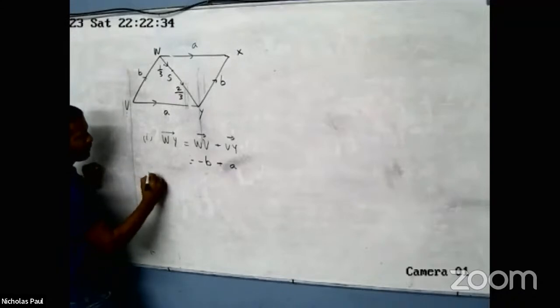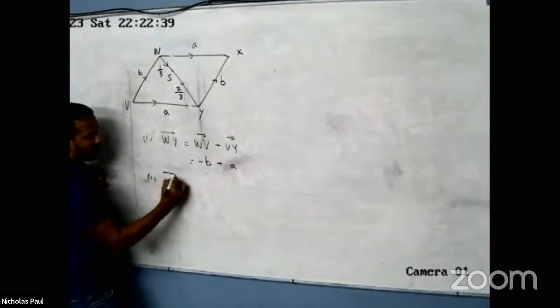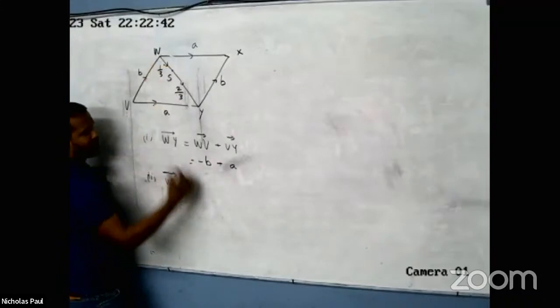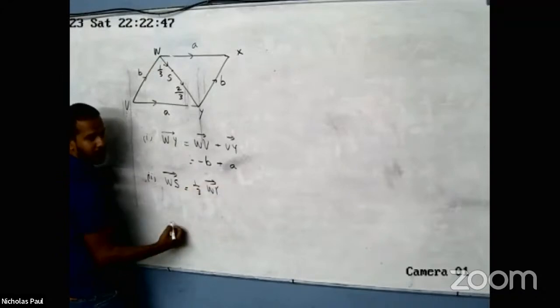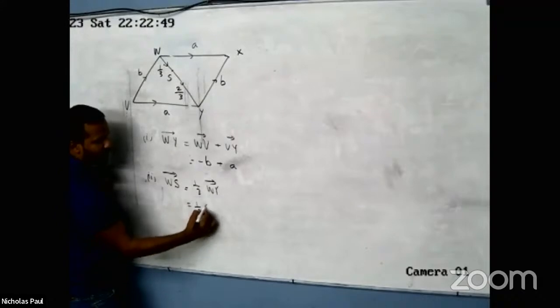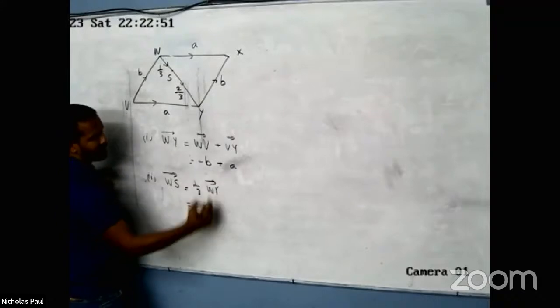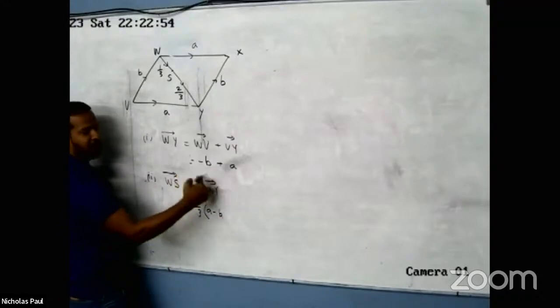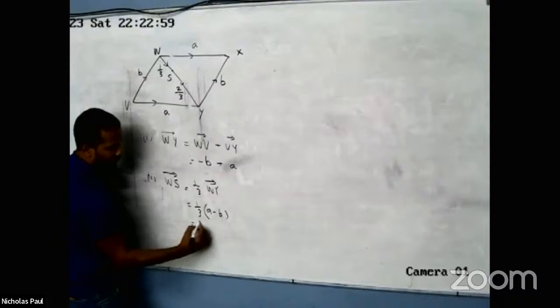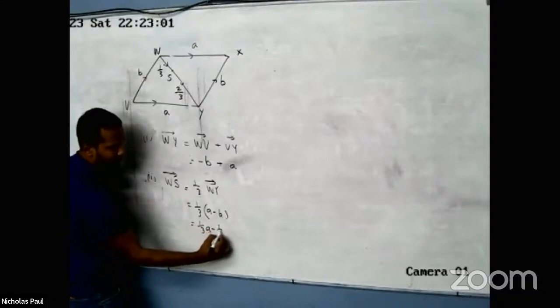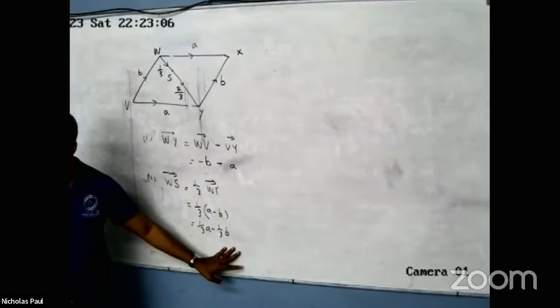Part 2. What do they ask for after that? WS, right? WS is 1/3 of WY. WY is this, A minus B. I just put the A in front, that's okay. So that'll be 1/3 A minus 1/3 B. Take your time because you will be given these letters now, right?